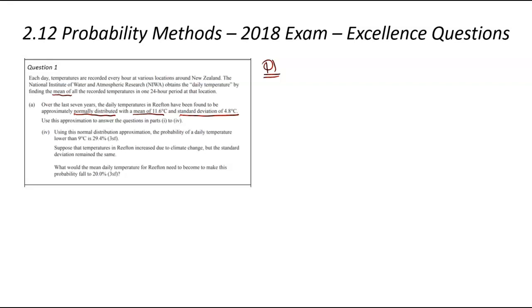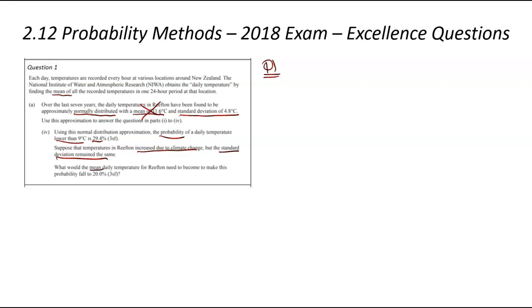Using this normal distribution approximation, the probability of a daily temperature of 9 degrees or less is 29.4%. Suppose that the temperatures in Reefton increase due to climate change. So what that means is there's been some kind of change, which ordinarily means the standard deviation and the mean would change as a result. Standard deviation remains the same. So that's nice to know that the standard deviation is the same, but the mean above here has changed.